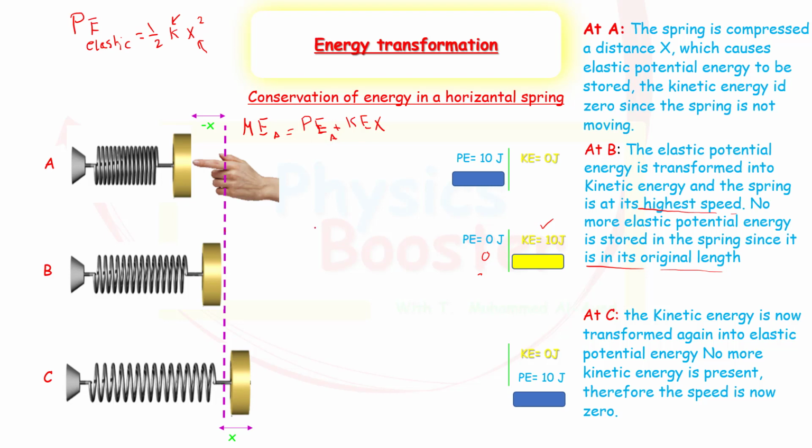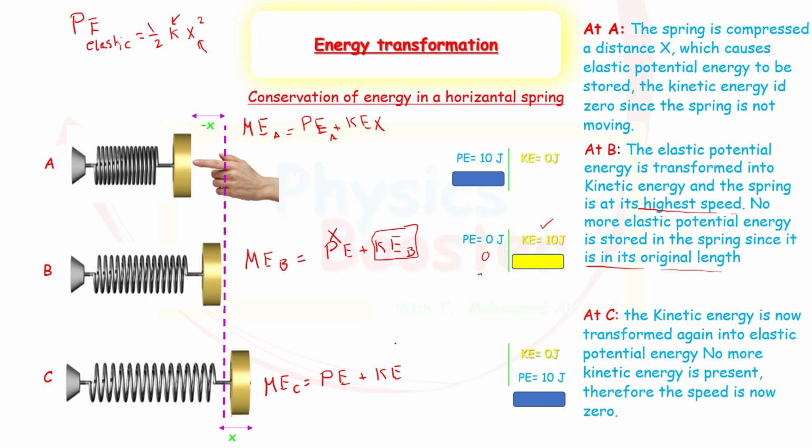If we want to study the mechanical energy at location B, we're going to say that the mechanical energy at location B is the potential energy plus the kinetic energy. And we know that the spring is not stretched or compressed, so we do not have potential energy. So it will be simply only the kinetic energy at location B. And if you want to study the mechanical energy at location C, we're going to say that it is equal to the potential energy plus the kinetic energy at location C.